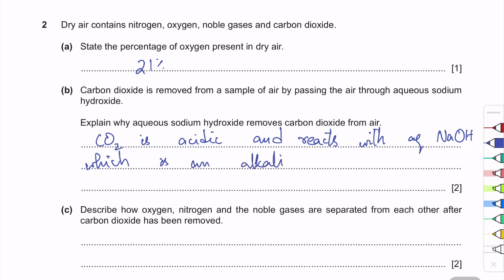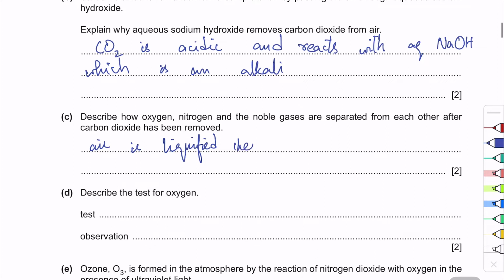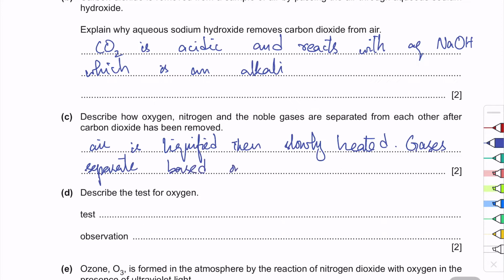Describe how oxygen, nitrogen, and noble gases are separated from each other. Obviously that is fractional distillation, by first liquefying the air. That's important because we need to first liquefy it, get a mixture in liquid form, then slowly heat it. Gases are separated based on boiling points and fractional distillation. That word is very important. You must mention the name of the process at least. Even if you don't give detail, just mention fractional distillation. It's a 2-mark question. We don't need to give a lot of detail. Right now it has more detail than it requires, but the words fractional distillation are super important.